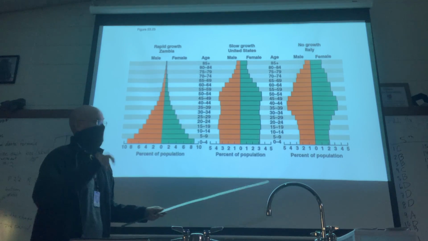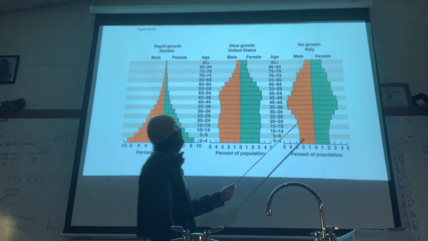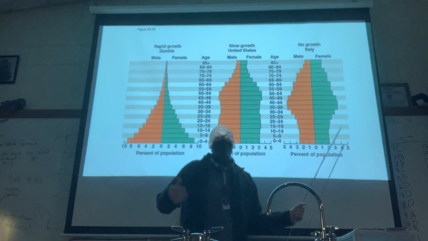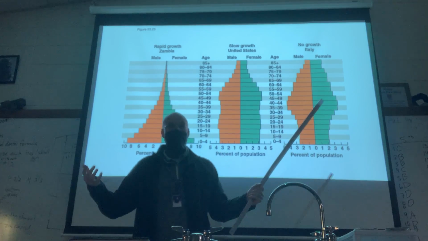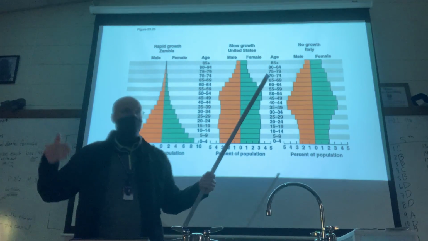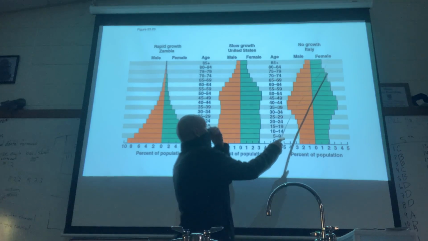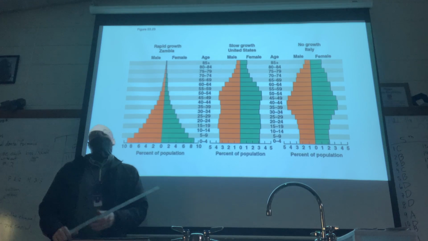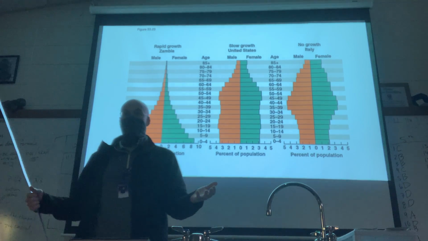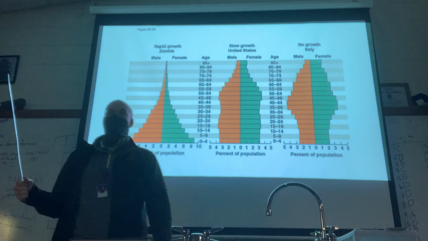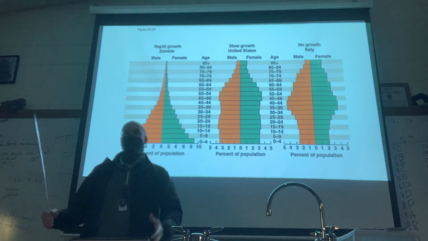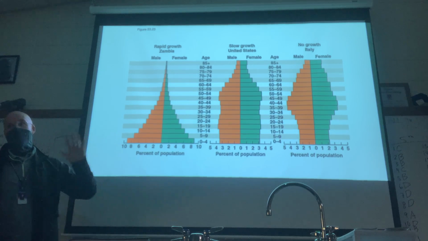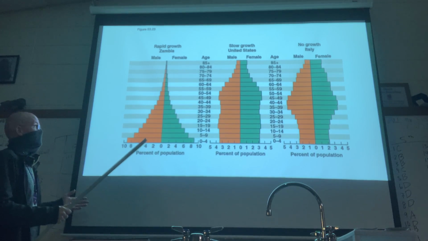And then you have some countries, this is Italy, where there aren't as many people approaching or at reproductive age, and it's a much older country proportion-wise to some of the other ones. This gives you an idea of how countries will grow and function in the future. There are a lot of economic concepts that can be related here.